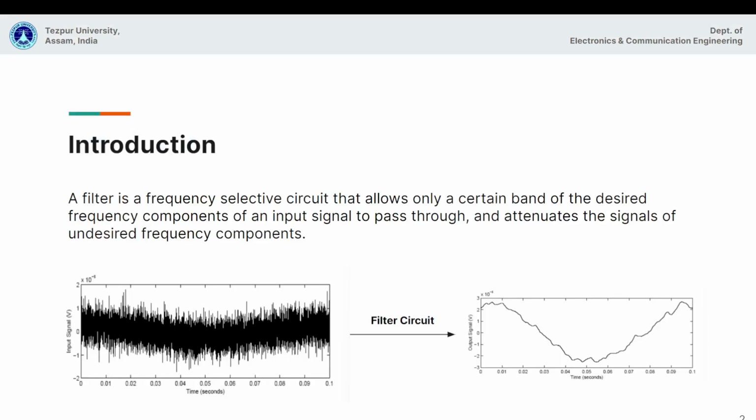A filter is an electronic device or a circuit that allows the passage of a certain selected band of frequency components. From the figures, we can get an idea of what a filter is and how it works. It allows a certain frequency to pass while eliminating the undesired frequencies.